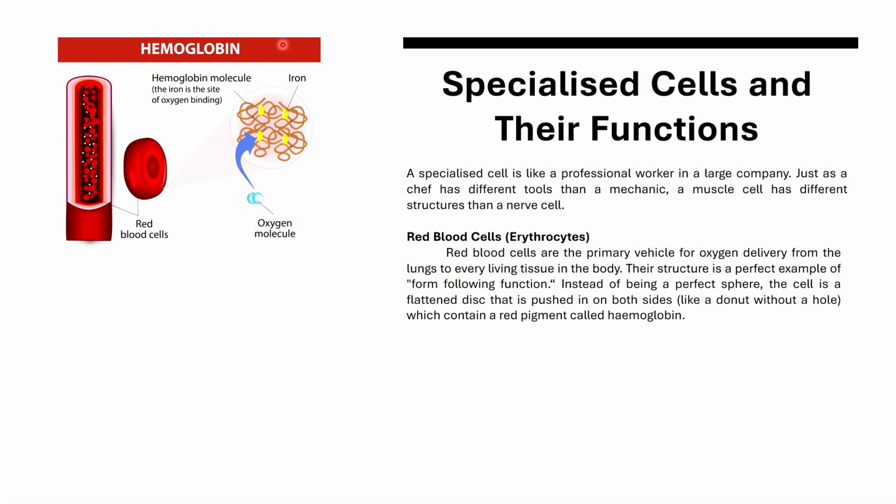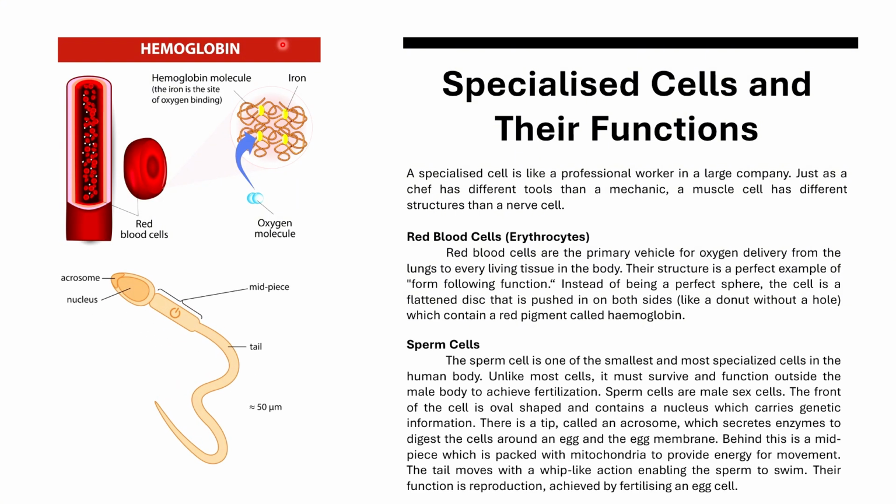This flattened shape increases the surface area for oxygen. Now you remember, the more the surface area, the better the function. The increase in surface area allows oxygen to diffuse in and out. Inside, they are packed with a red pigment called hemoglobin, which acts like a chemical magnet for oxygen molecules. Next is the sperm cell, one of the most specialized cells in the human body.